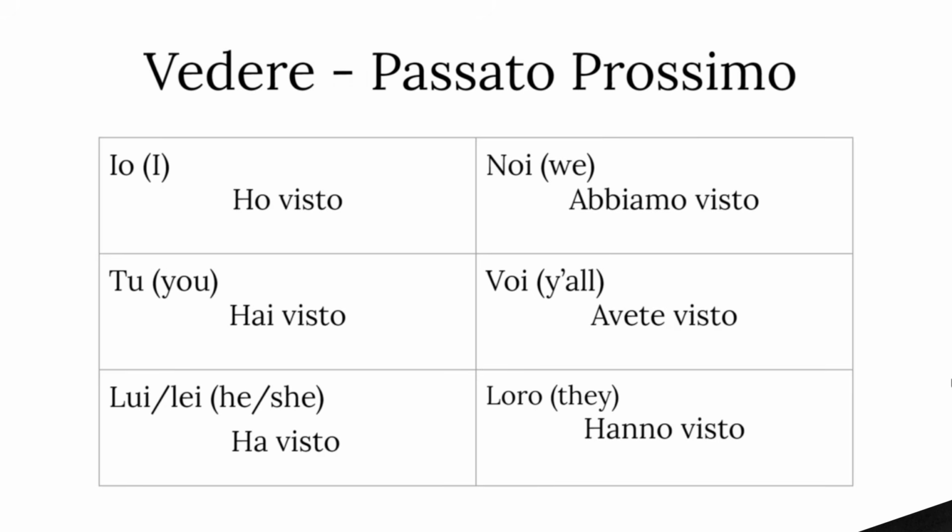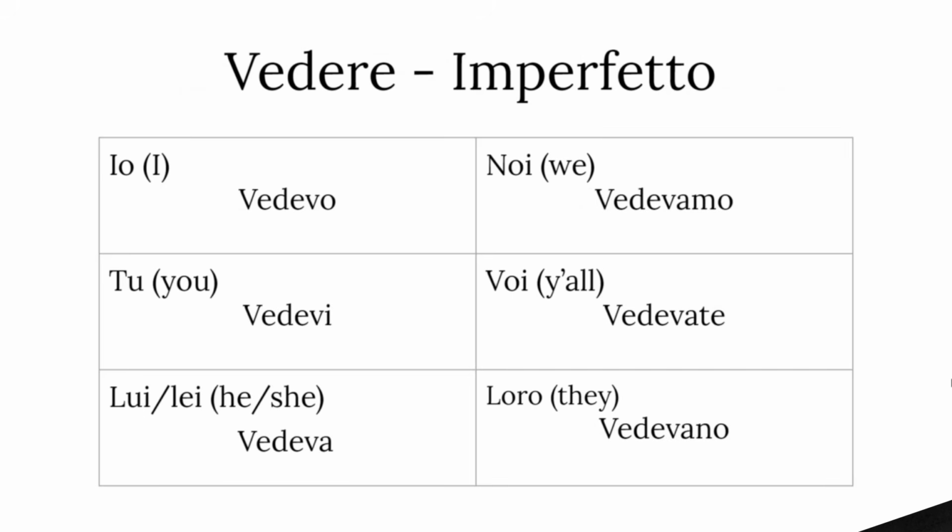Vedere, to see. Once again, we have an irregular past participle. It's not veduto, but it's visto. The rest is classic, so visto never changes because we're using the verb to have. Ho visto, hai visto, ha visto, etc. Okay? Imperfetto, very regular. Vedevo, vedevi, vedeva, vedevamo, vedevate, vedevano.